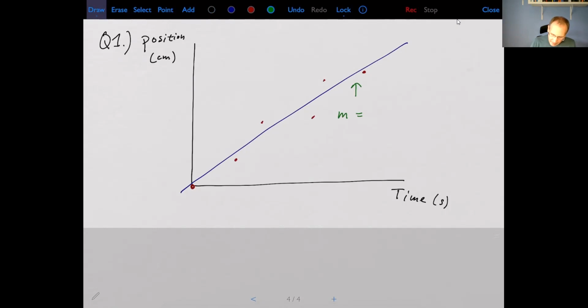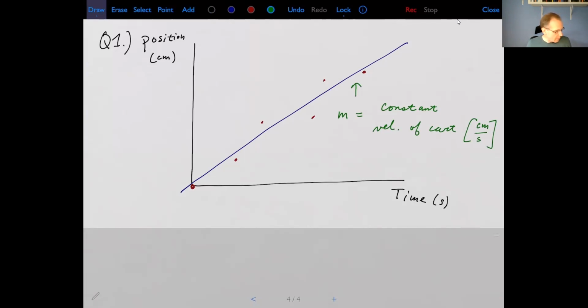And since it's linear, you could really make a stronger argument and say it should be the constant velocity of the cart, because we know the cart is moving at a constant velocity. So the slope, whatever value you get, should be the constant velocity of the cart. And of course, it'll be in centimeters per second with the units. Okay, so question 1 is do that graph on Pasco Capstone.